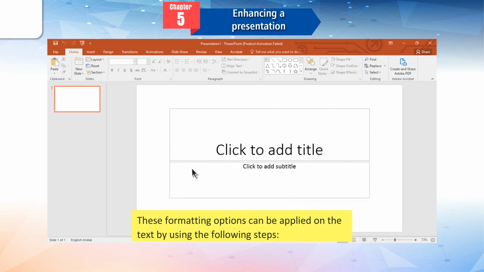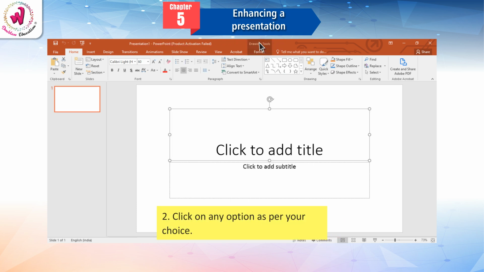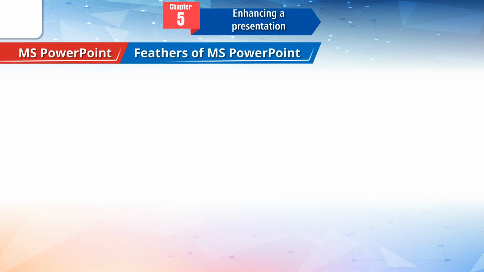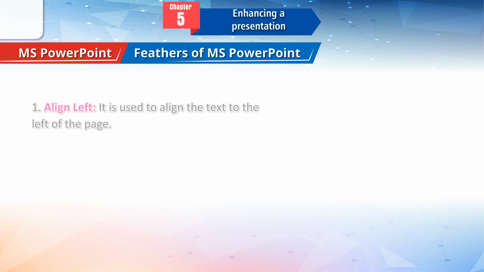These formatting options can be applied on the text by using the following steps. 1. Select the text which is to be formatted. 2. Click on any option as per your choice. Apart from formatting the text, you can also organize the text on a slide by using the following options available in the paragraph group of the Home tab.